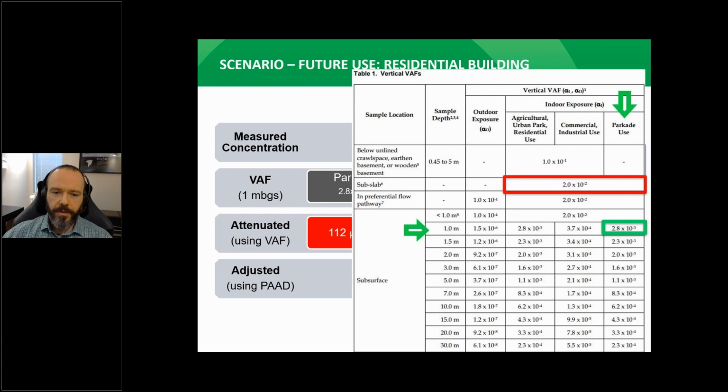As you can see in Table 1, there is an option for 1 meter sample depth for parkade use, shown by the arrows, which corresponds to a VAF of 2.8 times 10 to the minus 3, shown in the green box. This may be used to estimate the breathing zone air for parkade use without the application of a PAD, since Protocol 22 requires that a subslab VAF of 0.02 is used when the PAD is applied. The subslab VAF is shown in a red box on this slide. That said, we'll take a look at both approaches.